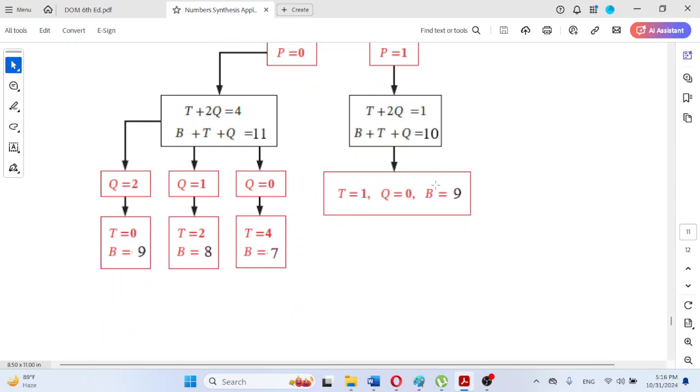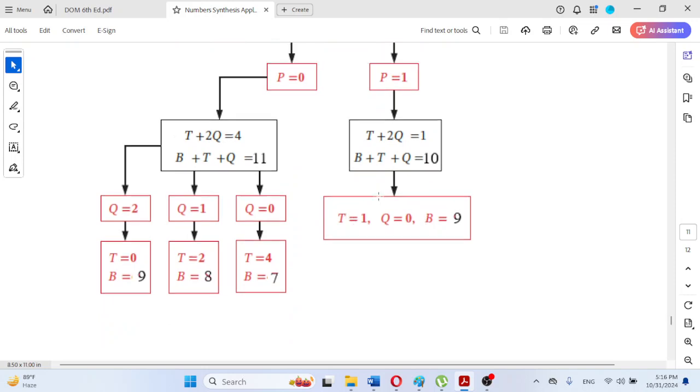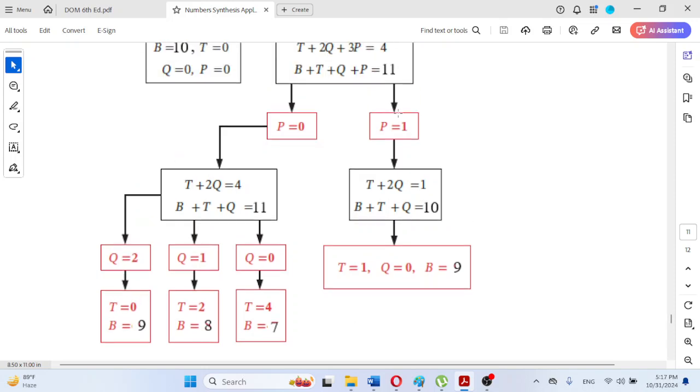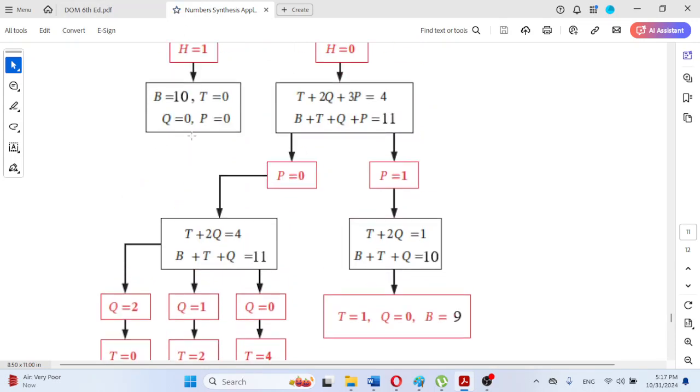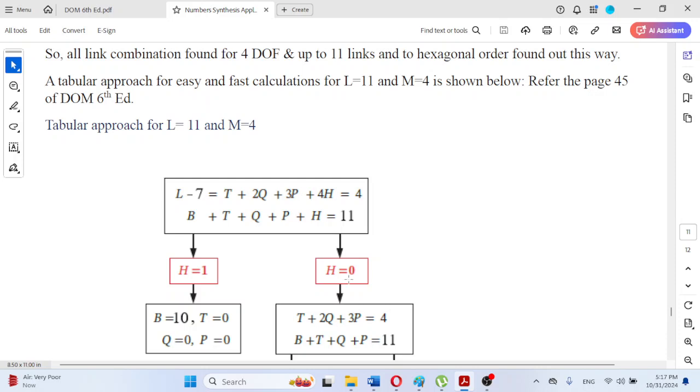So in this way, 9 binary links, 1 ternary link, and this pentagonal link, so 9 plus 1 plus 1, so 11 links have been satisfied. So 1, 2, 3, 4, and this is the fifth set. So all the sets for L equal to 11 and M equal to 4 have been satisfied.